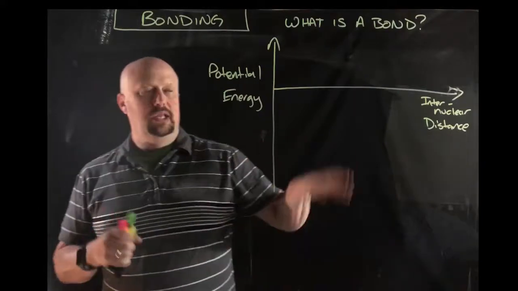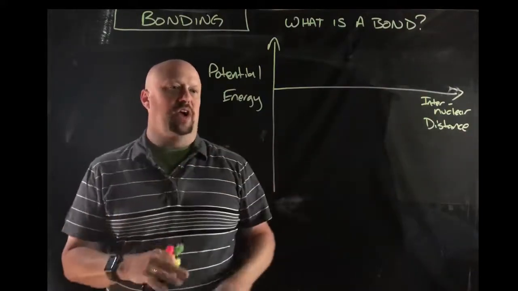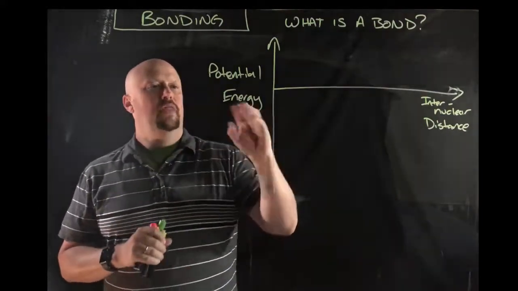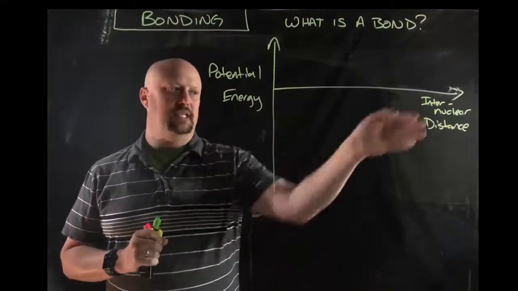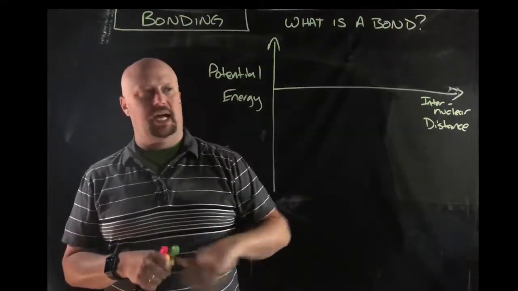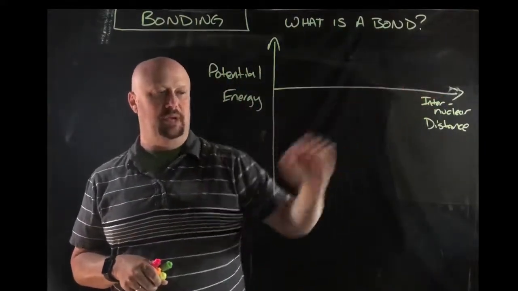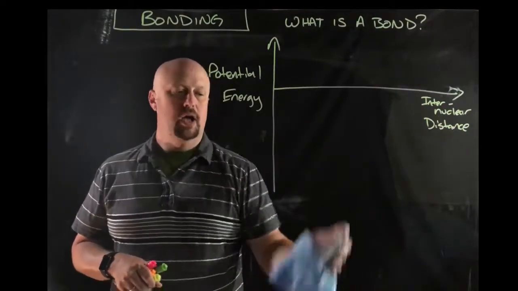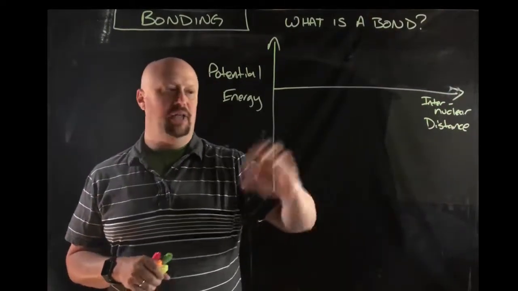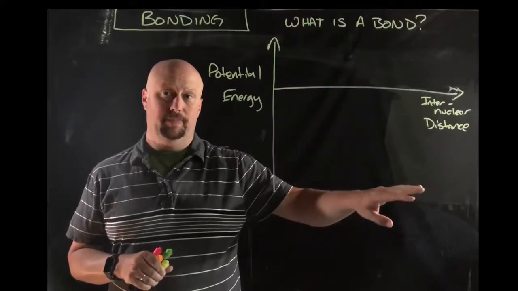Okay, so let's talk a little bit about what this graph means real quick. The potential energy is my y-axis. Internuclear distance is my x-axis. You might be wondering why I put my x-axis up here when I would normally put it down here. Well, that's because we're going to be going down into the negative part.